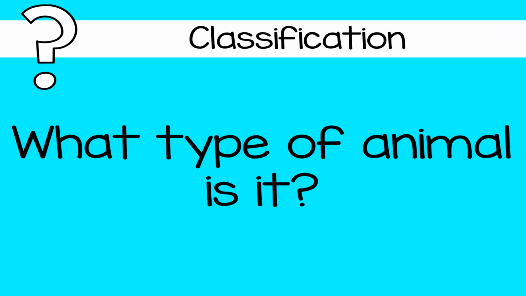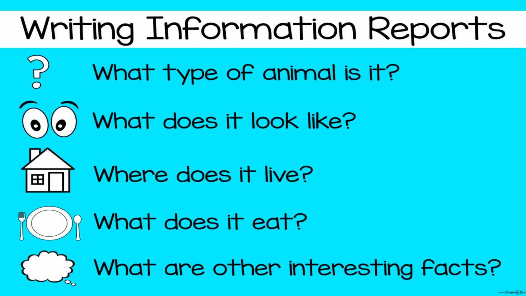So when we write a classification, we are answering the question, what type of animal is it? Is it a mammal? Is it a reptile? Is it an amphibian or a bird or a fish? It is just going to be a short sentence that explains what type of animal it is. When we write information about something, this is called writing information reports. So we're writing an information report about a certain animal.